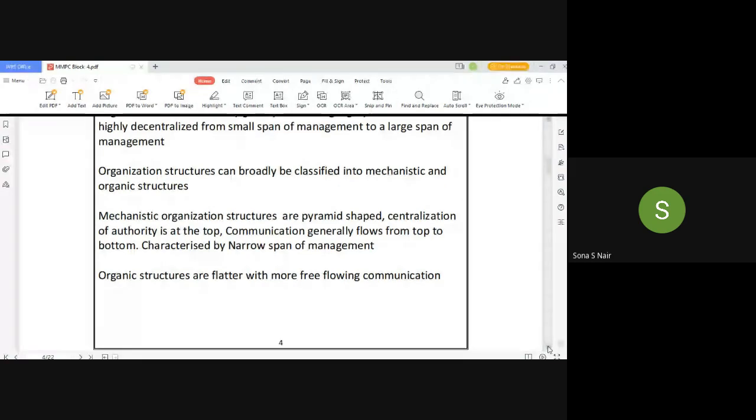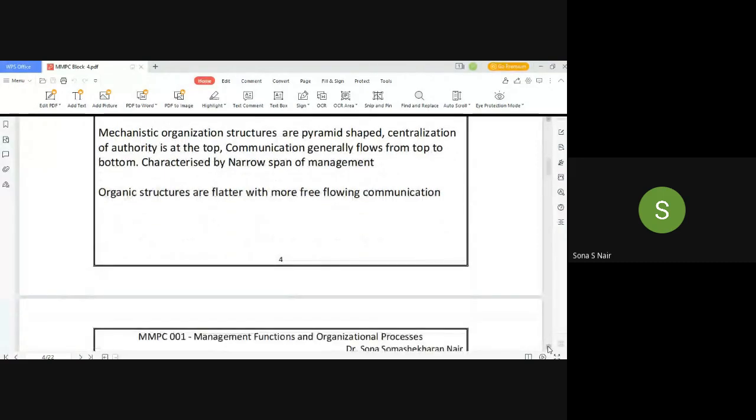Organic structures are flatter and have more free-flowing communication. Most of the modern organizations, and especially in some industries, are very organic. Like the creative advertising industry is very organic, the fashion industry is very organic, maybe the software industry is also very organic. So they have more free-flowing communication, flatter structures, more flexible kinds of structures. Changes are easily made in those kinds of structures.